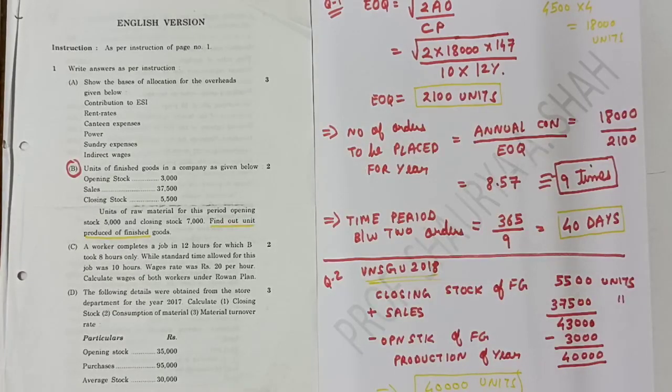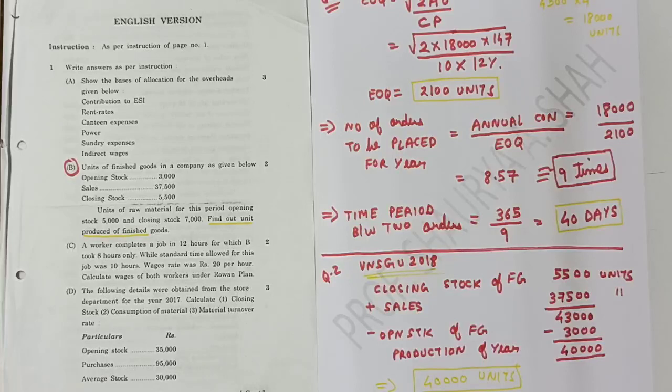This is asked for 2 marks. Remember, costing is a very scoring subject. If you know the concept, if you know the formulas, your marks will be very much scored in your exam. I suppose it is clear to all the students. Fine, clear with these 2 sums.